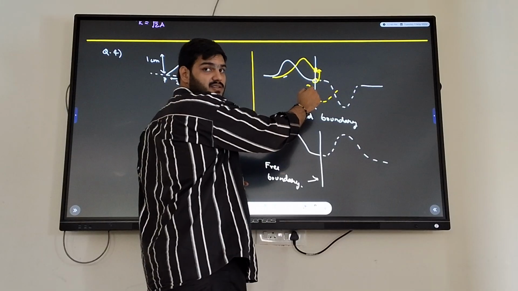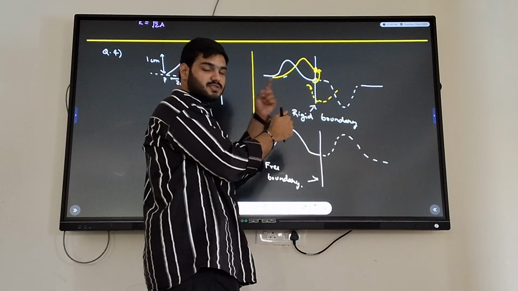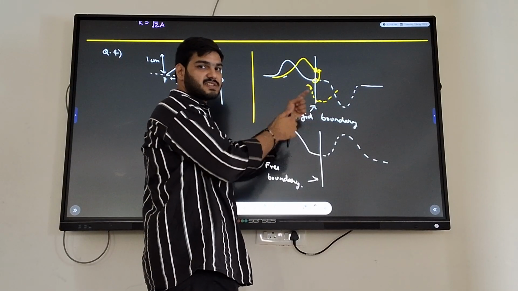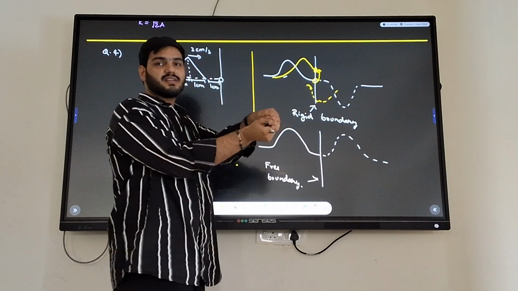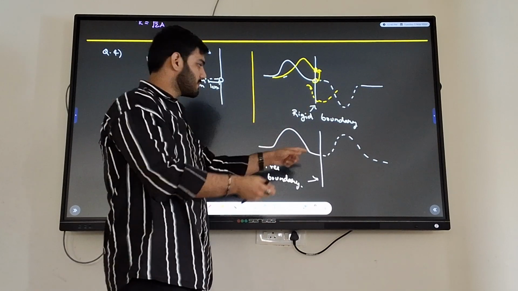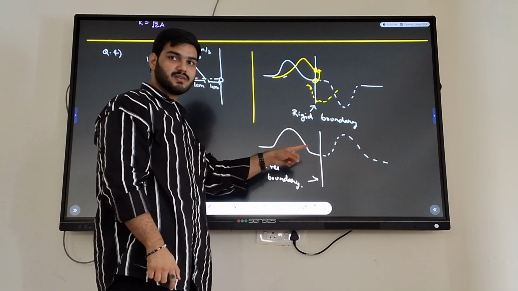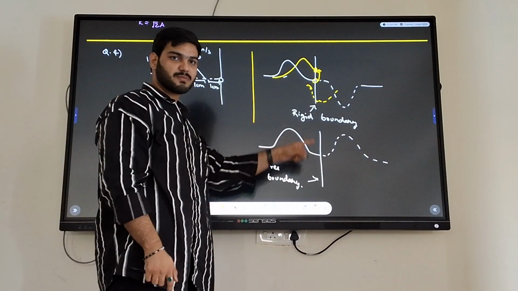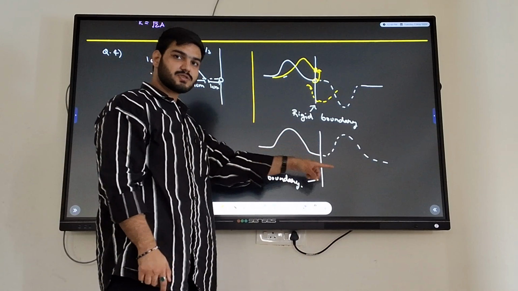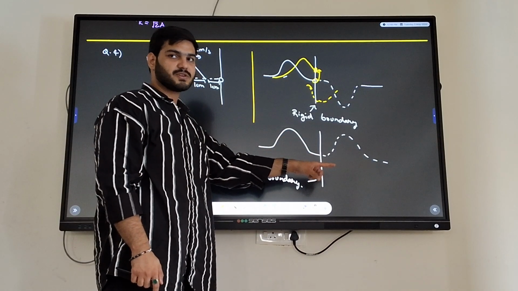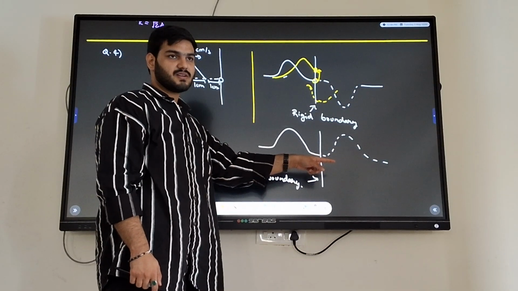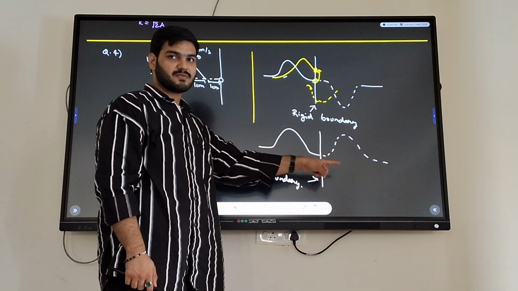Do you understand? That's why you have to imagine that there is another wave cancelling the thing. That's why the boundary is not moving at all. But for a movable, free boundary, there is a possibility it will move. But now should it be a phase change of pi? No, it should be a zero phase change. Do you understand why there has to be another wave?